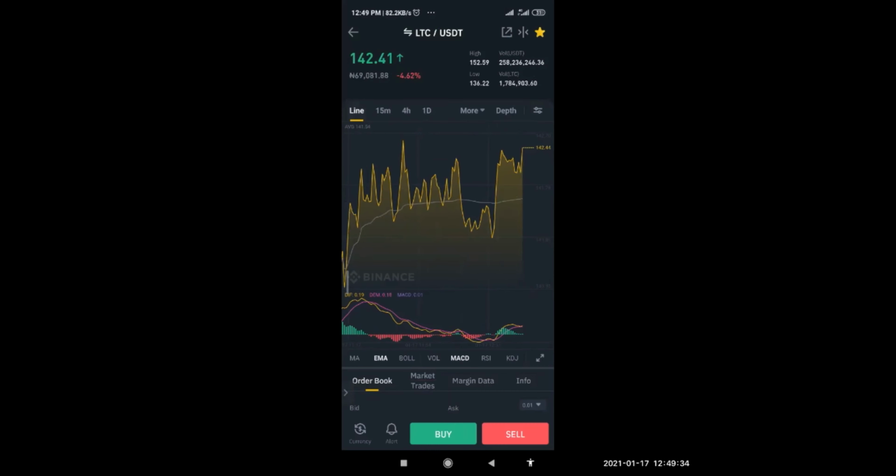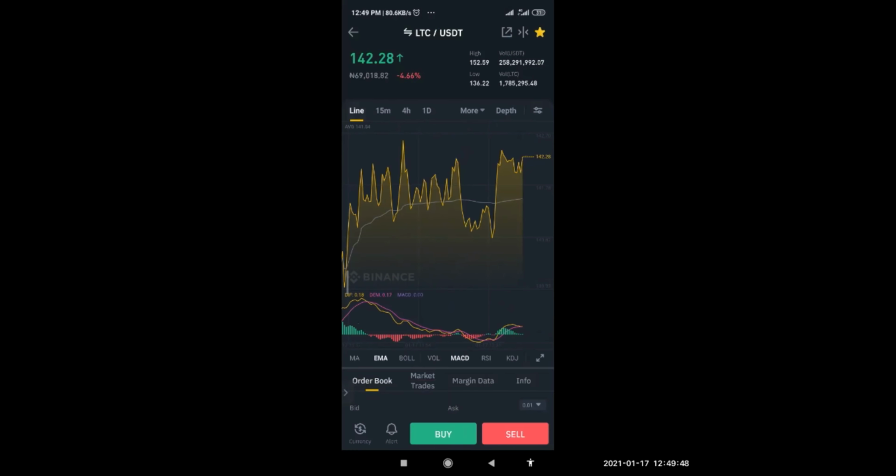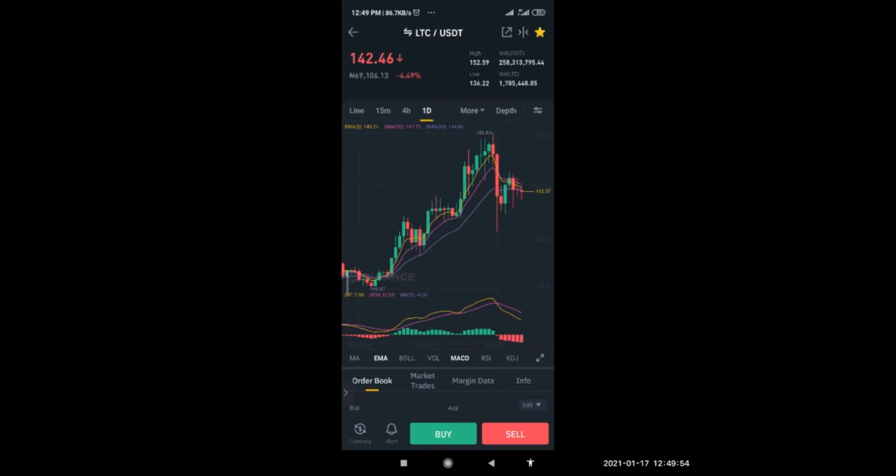Most of the time I use this particular line when I'm trying to get the support and the resistance, so that I can see them pictorially like this. So I will use the line chart. You see it here? I can see how the market is. But for analysis, I would prefer the candlestick. I usually pick the 1 day for my own analysis.